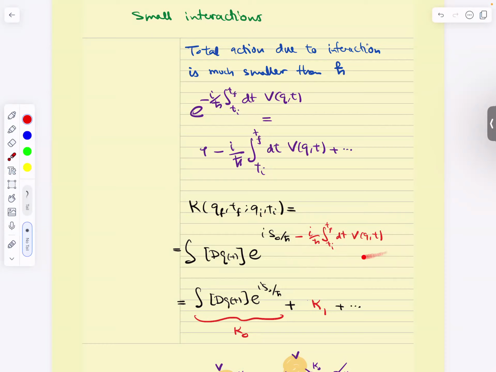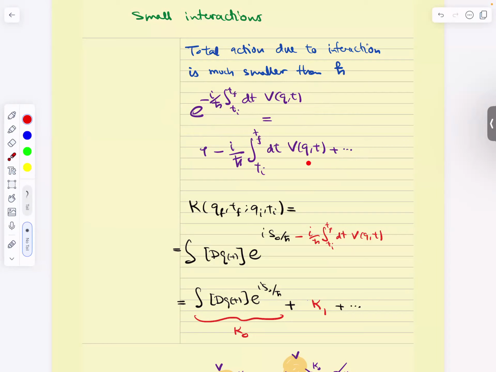So there is this extra factor of e to the minus i over h bar integral Ti, Tf, dt V. It's the contribution of the interactions to the action. What we would like to do is to expand this expression as 1 minus i over h bar integral Ti, Tf, dt V of q, and so on. Why am I allowed to do this expansion? You can only expand in a dimensionless parameter. So the action in units of h bar is small, so I'm allowed to expand it.